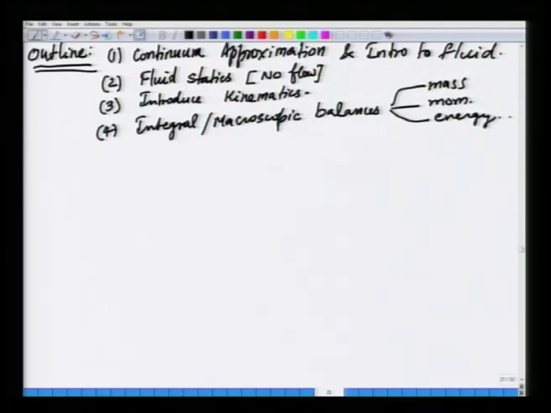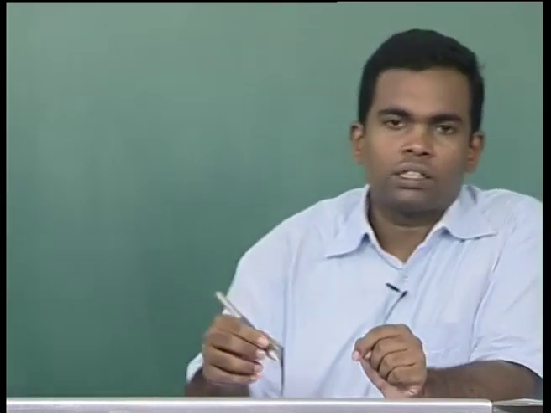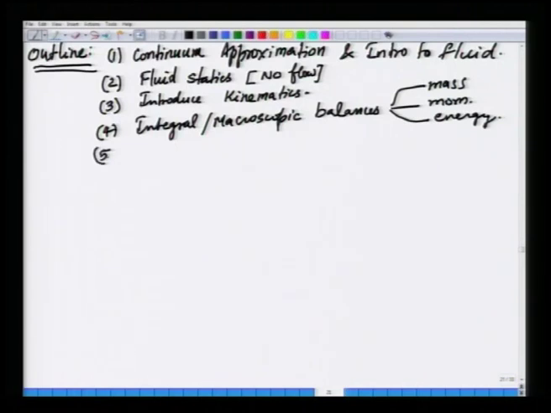As I was just pointing out a few minutes back, there are two approaches that are largely taken in addressing fluid flow problems. One is a macro scale approach, where the detailed flow structure is not required, and integral balances are one way of addressing such problems, using macroscopic balances of mass, momentum and energy. And then we will go to differential or microscopic balances of mass, momentum and energy.